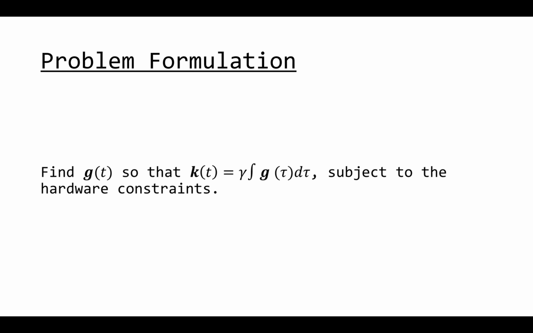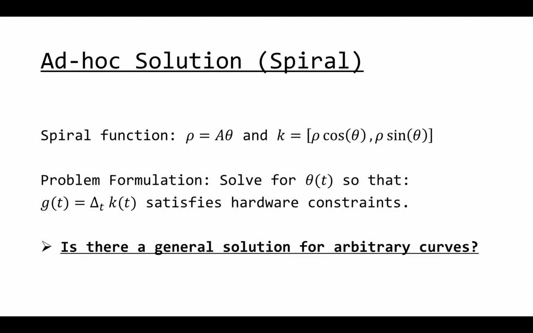So the problem we want to solve is to design a gradient waveform to drive the K-space sample along the desired curve while respecting the hardware constraints. In early years, there were some people working on the closed-form solution of the problem for some specific type of curve, such as spiral curve. Here I show a high-level outline of this kind of method, but today we want to talk about whether there is a general method which is suitable for any type of curve, regardless of the math type of the curve.